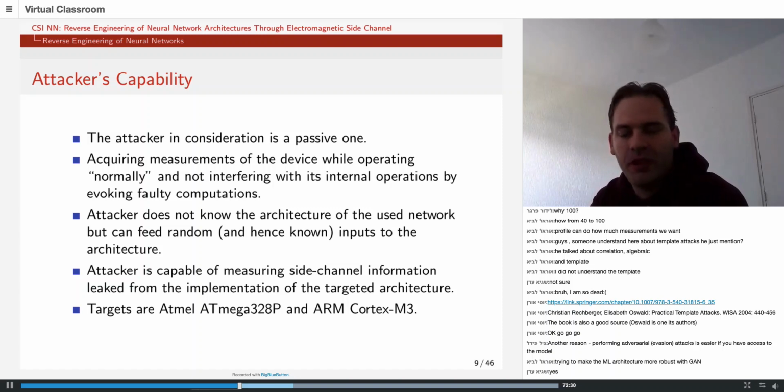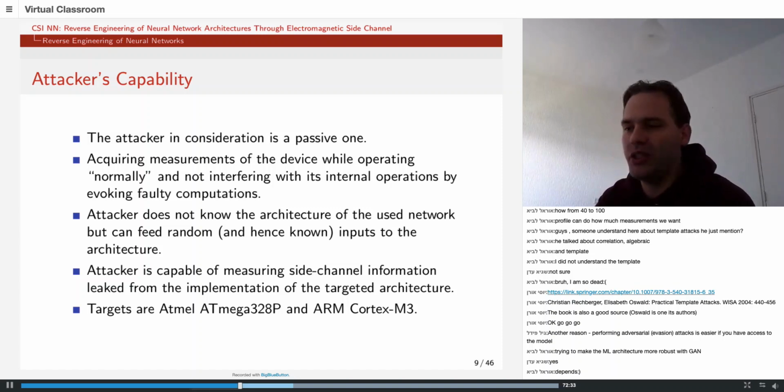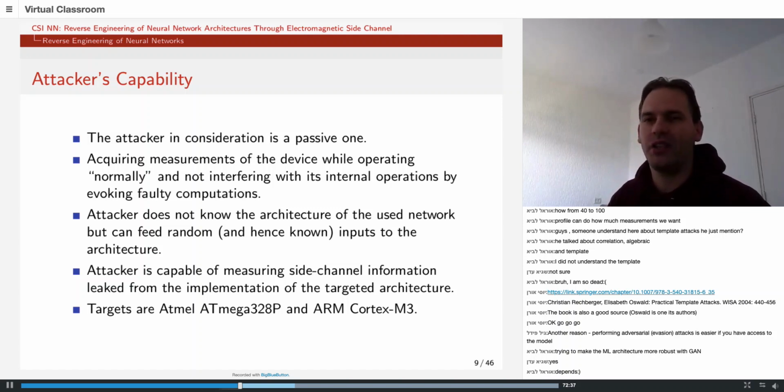Attacker is passive. That means he's able only to listen, so listen to the normal operation of a device. That means he's able to record, to measure power, to measure EM of the device while running the neural network operations, but he cannot interfere with the internal operations. So he cannot change anything.